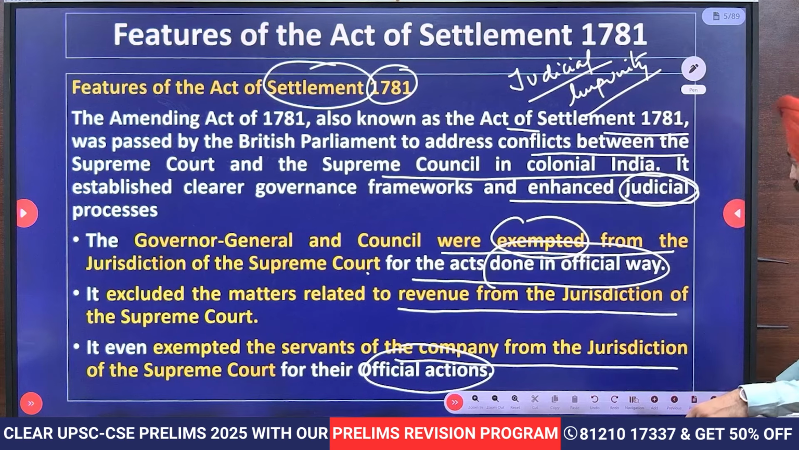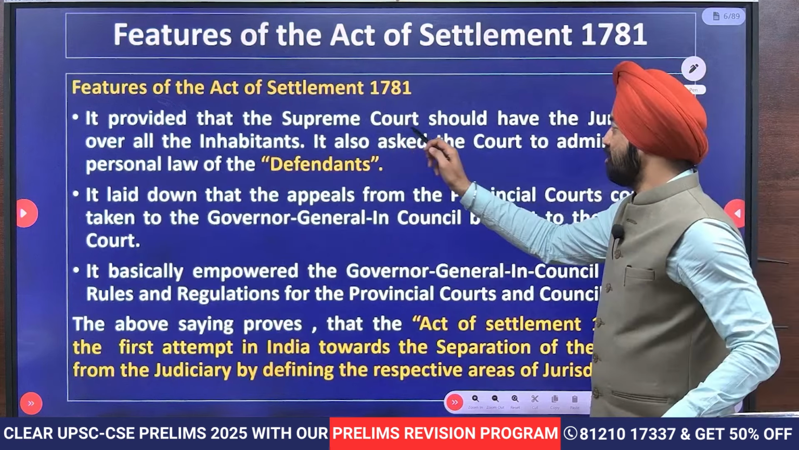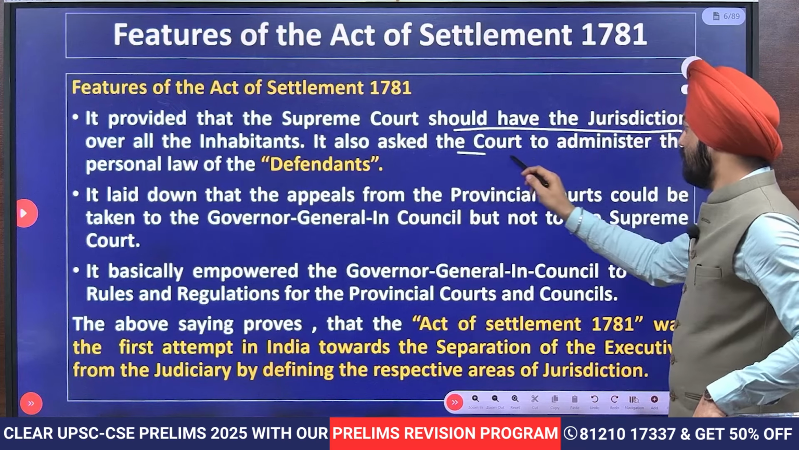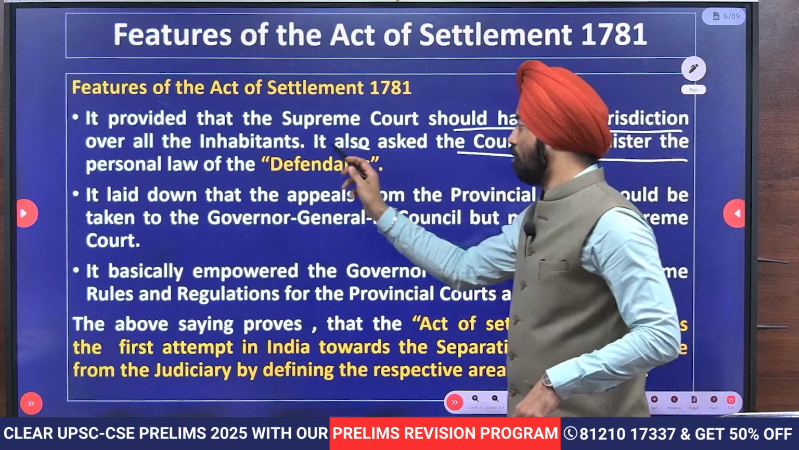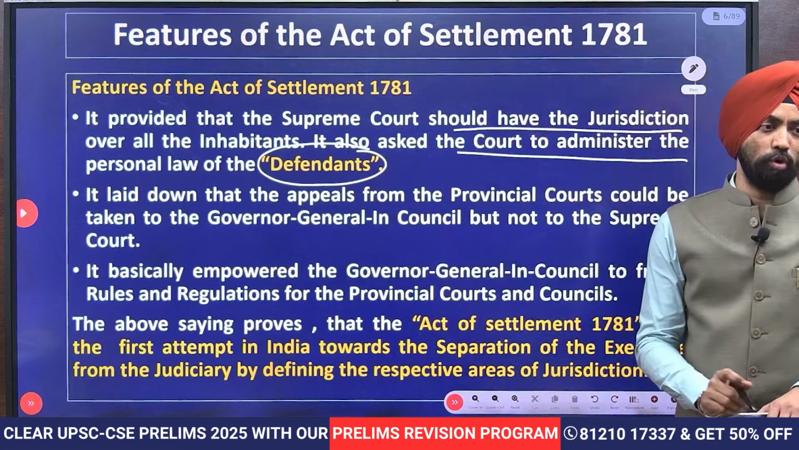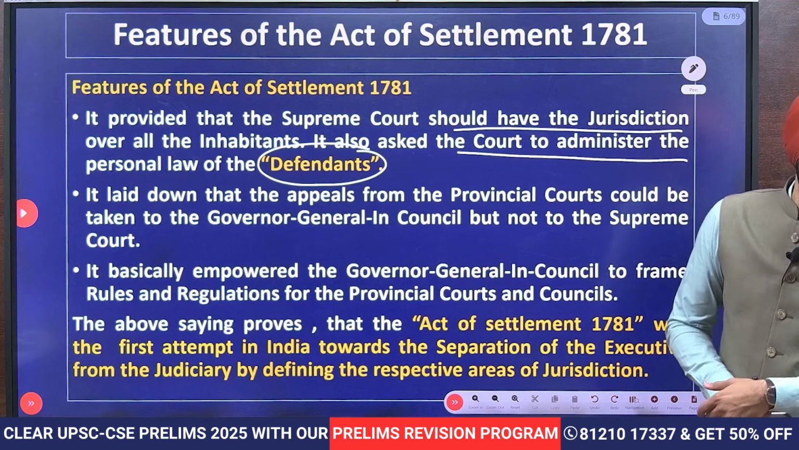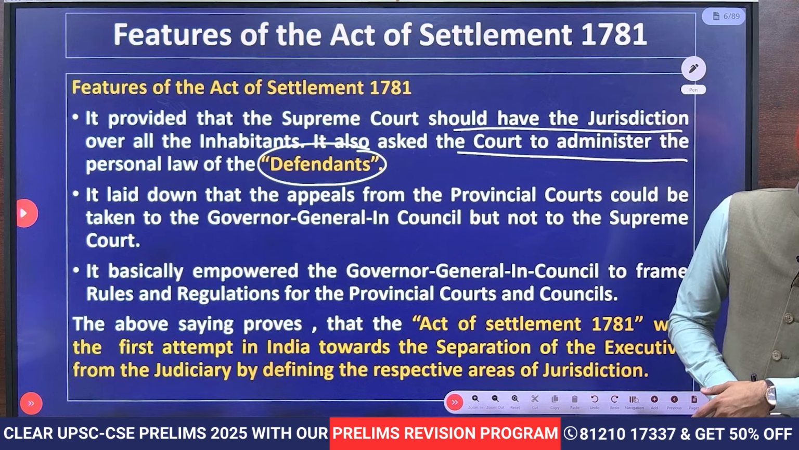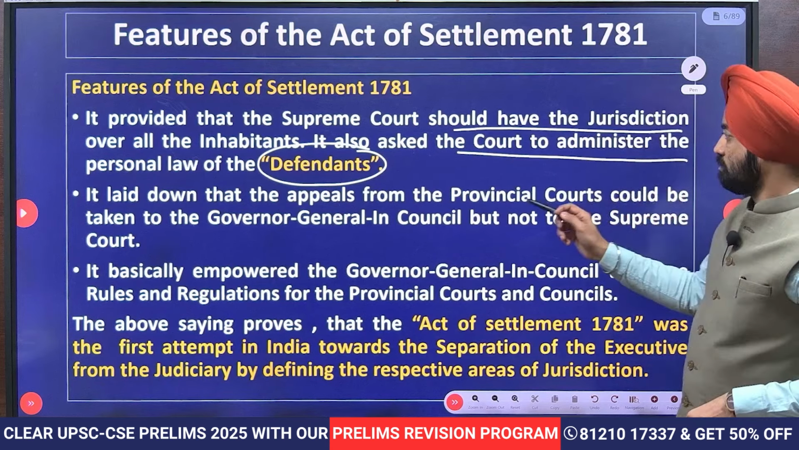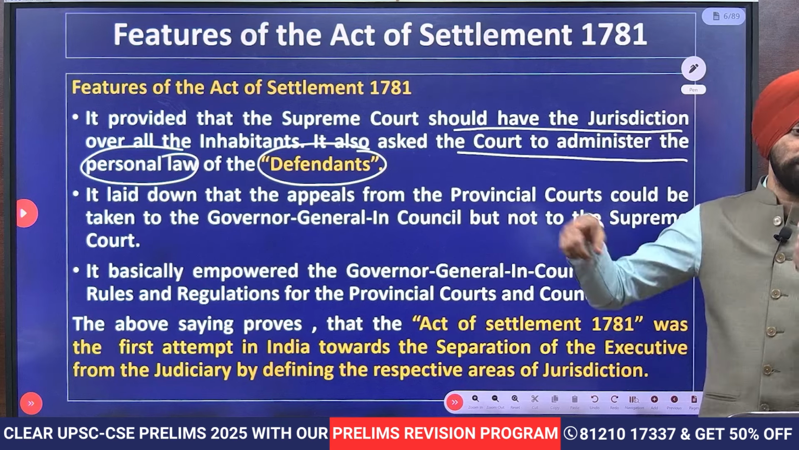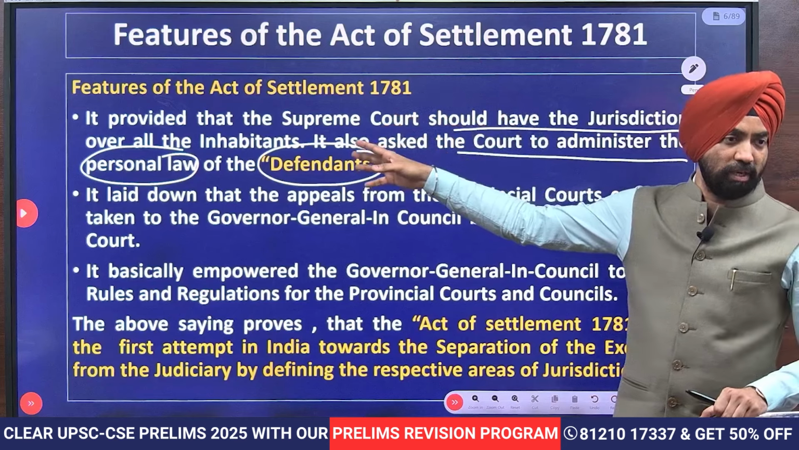So understand that. Then it provided that the Supreme Court should have jurisdiction over all the inhabitants. It also asked the court to administer the personal laws of the defendants. Who are these defendants? Prosecutors and defendants. Personal laws. What are these personal laws? Matters related to culture, religion, marriage, inheritance, everything should be taken care of by the Supreme Court.